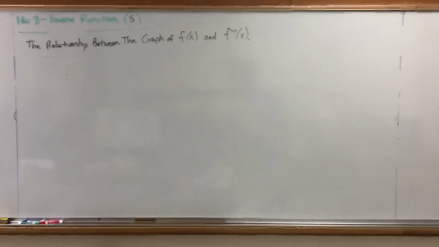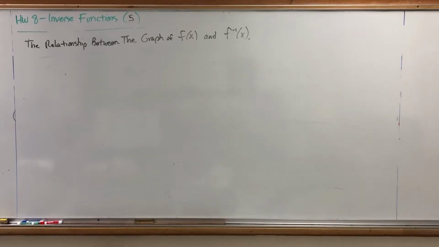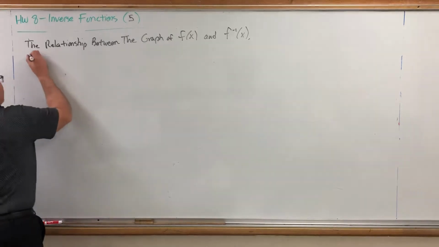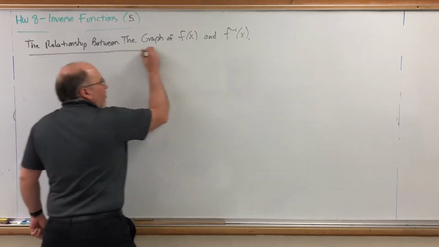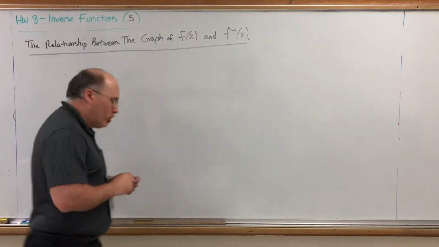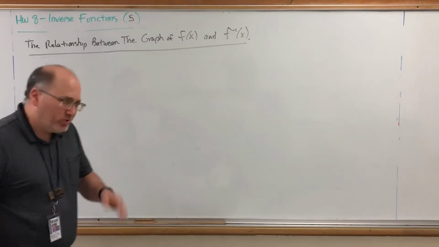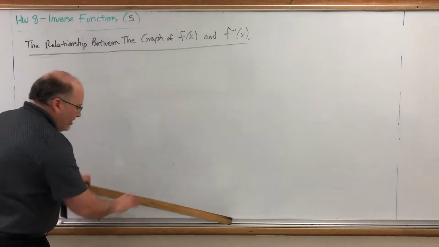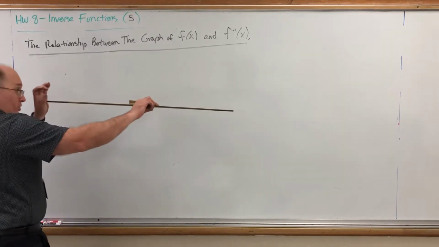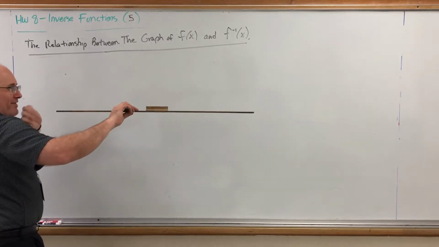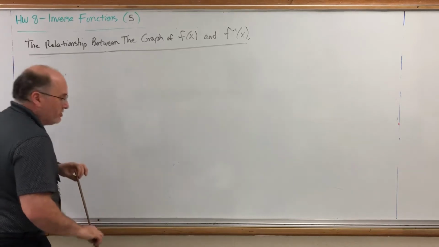Homework 8, Inverse Functions, Video 5. In the last video, we determined a visual way to determine if a function is invertible or not: if its graph passes the horizontal line test. In summary, if you can hit a graph more than once with a horizontal line, then that graph is not invertible, the function is not invertible.